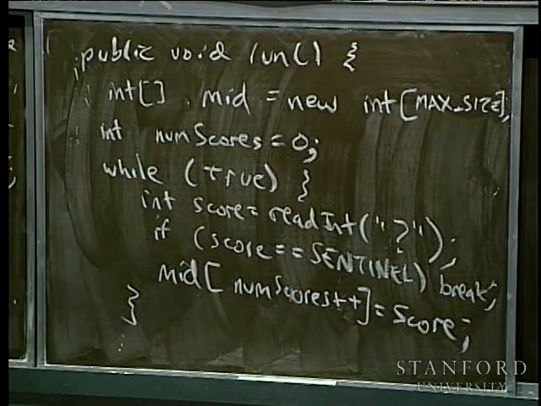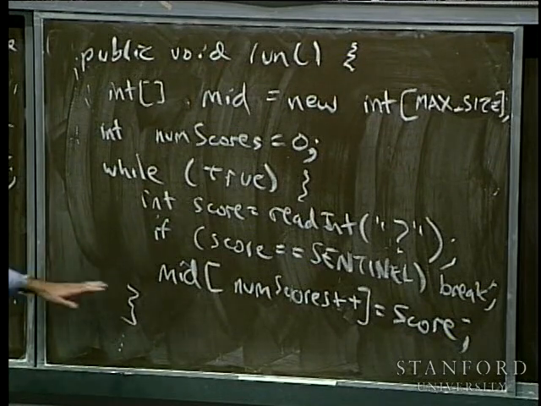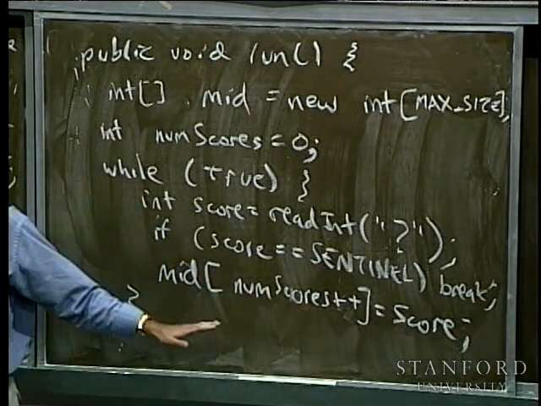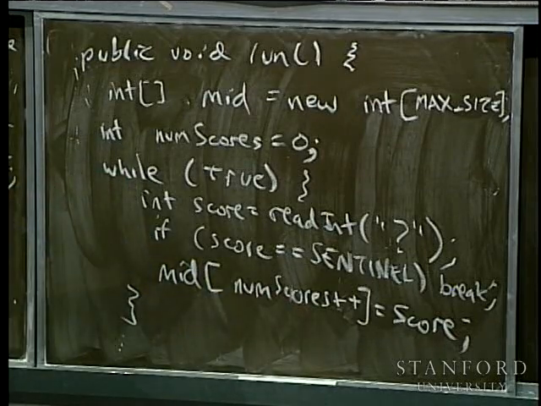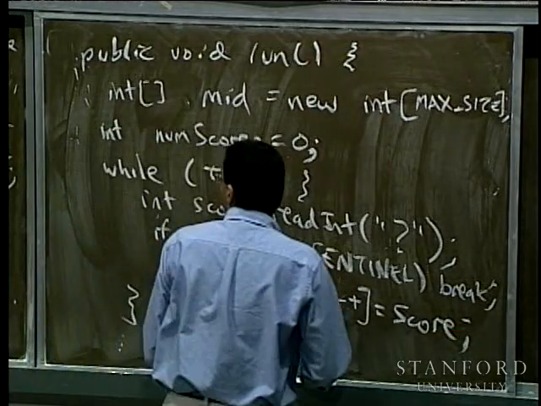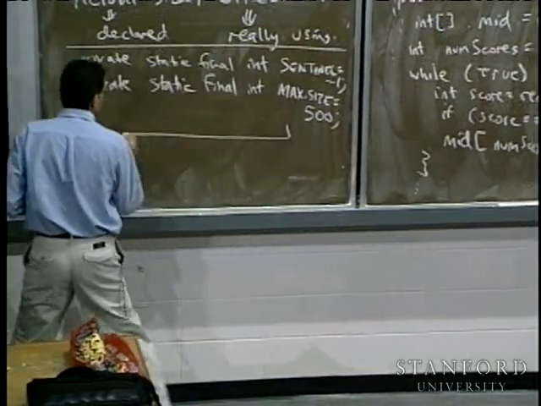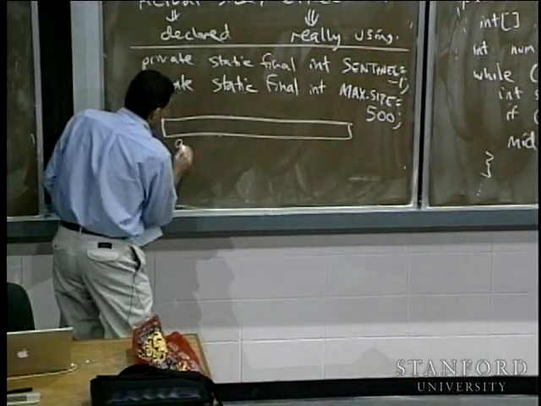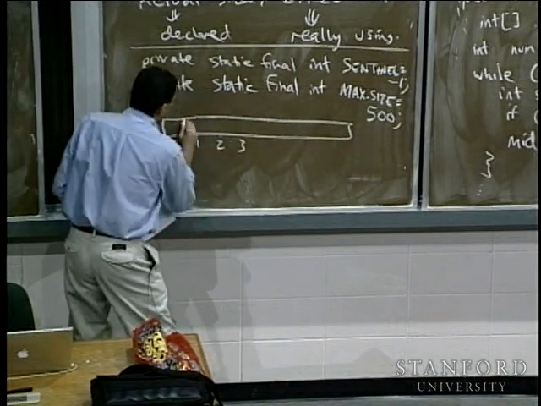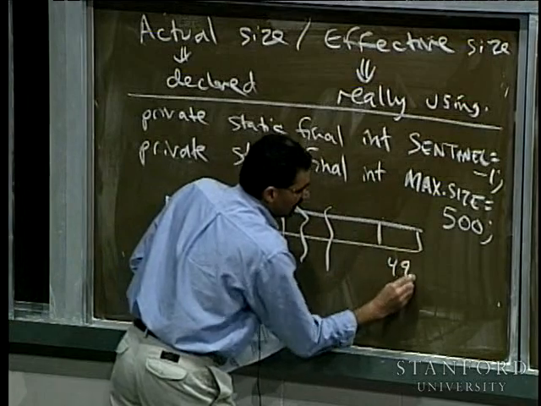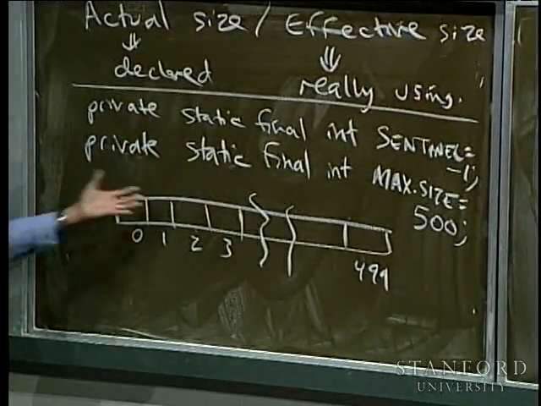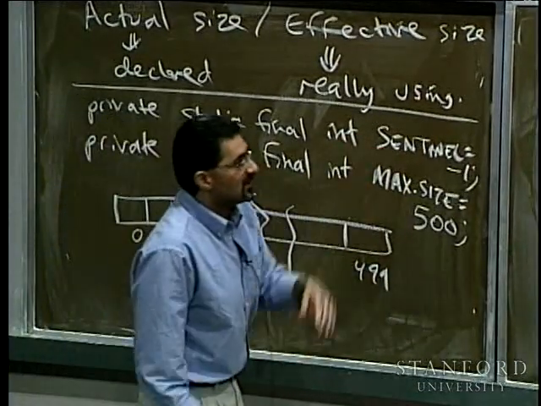So what's going on here? The reason I showed you this is you will see this if you look at real Java programs. This kind of thing happens all the time where you do a plus plus inside the index for an array. So what happens? This array gets set up. It's got size 500, so 0, 1, 2, 3. I won't write it all out. We have a big break in here. This is 499 over here. All right. So we have this huge array, and num scores starts off as 0.